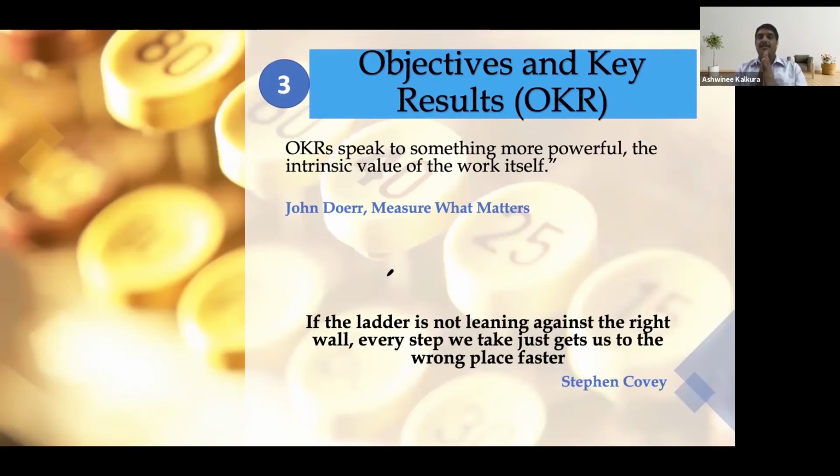The idea is, if a ladder is not leaning against the right wall, every step you take just gets you to the wrong place faster. So always we make this mistake of, okay, let's do the agile teams tomorrow. Let's start running in a Scrum way. We expect the result within 6 months. We expect the result within 1 month. Yes, you can definitely expect a result, but if your ladder is not leaning against the right wall, it's not going to be helpful.